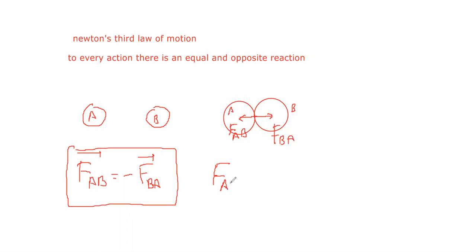So what is F AB? F AB is the force on A due to B. Direction is clear to all of you. Newton's third law is very simple: F AB equals minus F BA, to every action there is an equal and opposite reaction. For Newton's third law, there are always two bodies: one applies the action and the other gives the reaction.